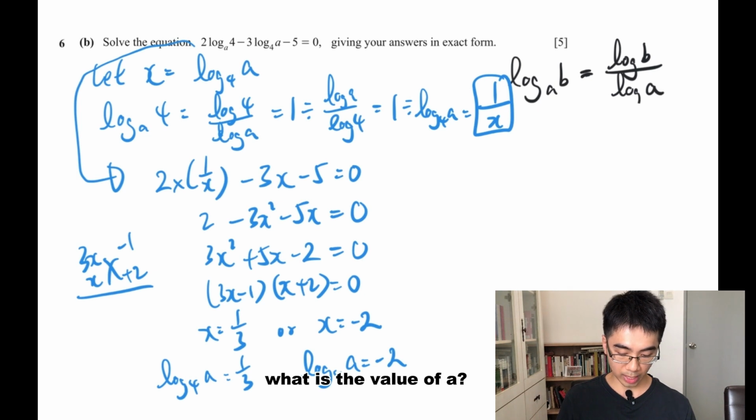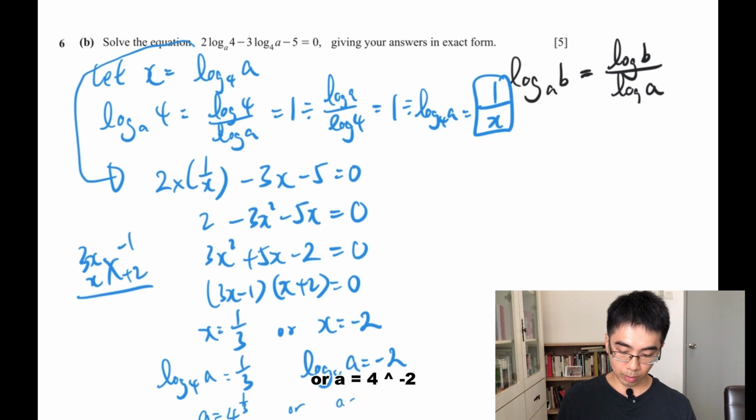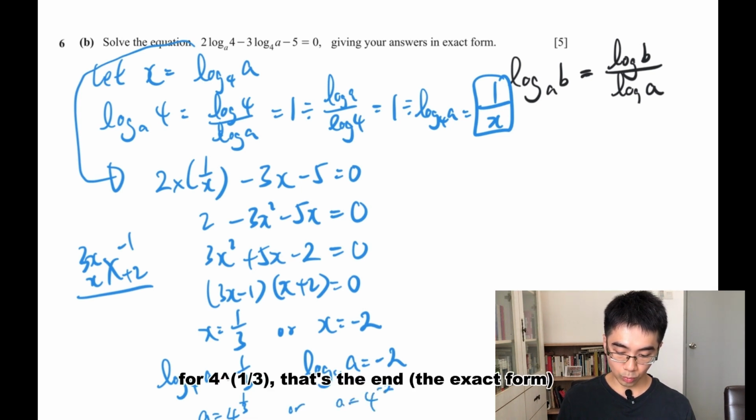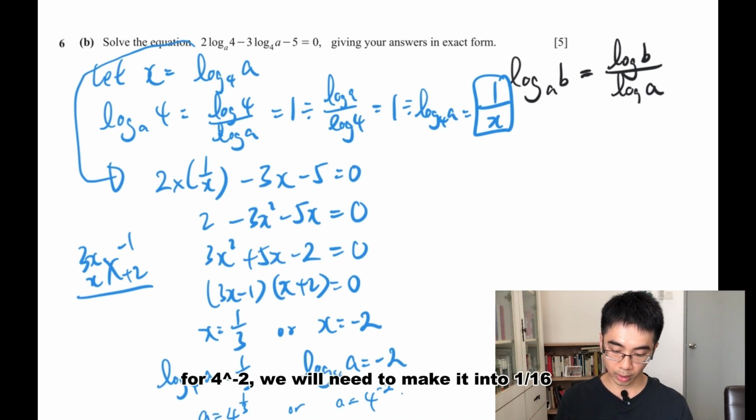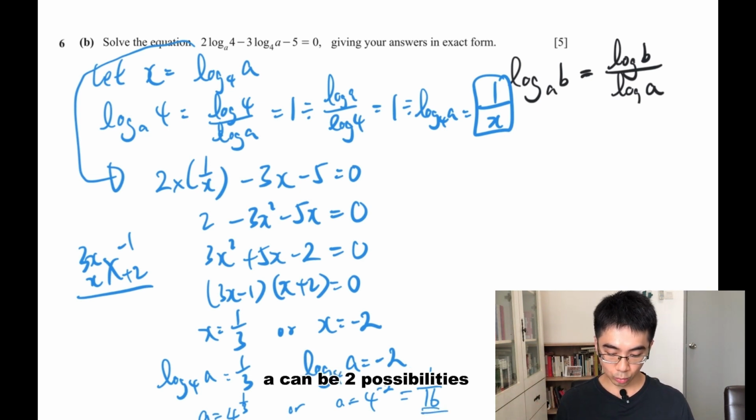So what is the value of a then? a should be 4 to the power 1 over 3, using the definition, the base to the power. Or a can be 4 to the power -2. For 4 to the power 1 over 3, that's the exact form. But 4 to the power -2, we need to make it into 1 over 16. Yeah, you can use your calculator or just use the index laws. So that's it. a can be 2 possibilities.